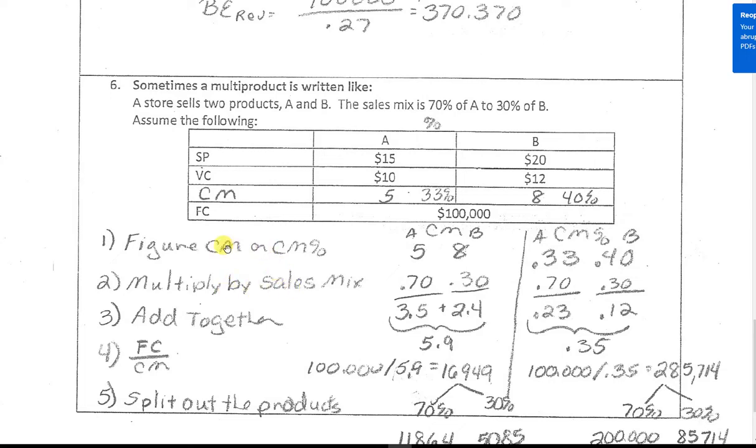So the first thing I do is figure out contribution margin or contribution margin percent, just like I did before. So 15 minus 5 is 10. 15 minus 10 is 5. 20 minus 12 is 8. My contribution margin percent, again, sales is 100%. So 5 divided by 15 is 33%, and 8 divided by 20 is 40%.